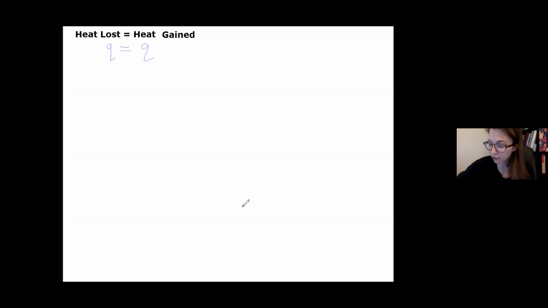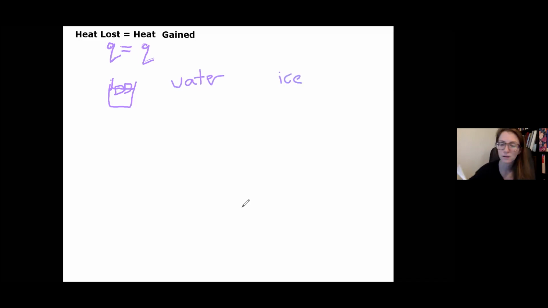Heat loss, heat gained, remember that Q in our formula did mean heat or energy. So if you think about a cup of water with some ice in it, those are two different objects, the water and the ice. And why did you put that ice in your water? Probably because you wanted your water to get cooler. So when you first put the ice in the water, before any heat exchange has happened, the water is hotter comparatively, and the ice is colder. That means the heat is going to flow from the water to the ice.